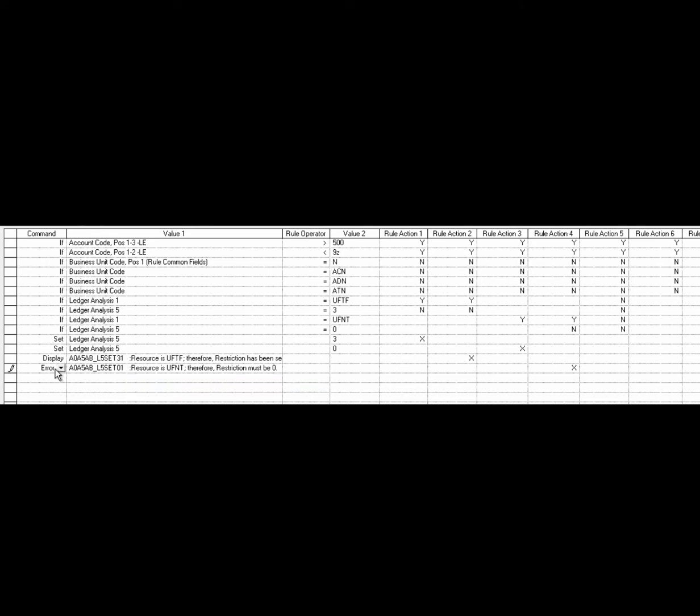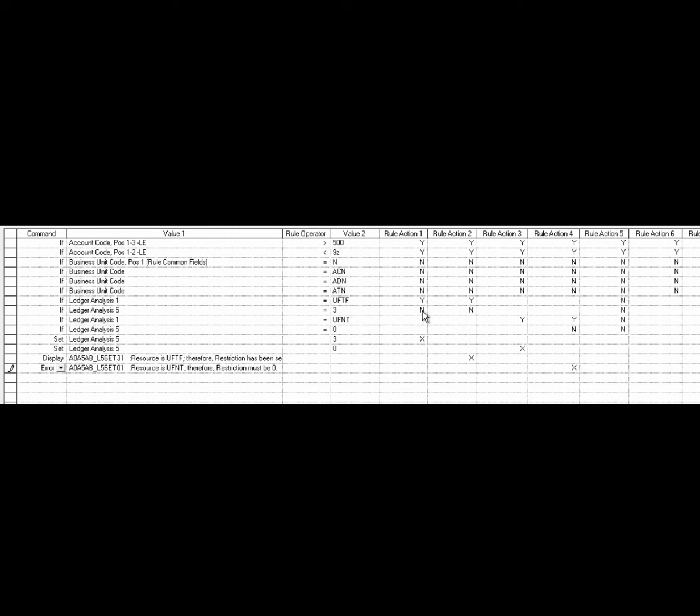This next business rule action statement is the set. Well, set actually changes the world. So let's look at this one. We'll go down this rule here and it says, is it a revenue and expense account? Not the 9Z account. It is below 9Z, so it's not the 9Z account. It's not any of these excluded business units. And UFTF is yes, so the resource is UFTF, and the restriction is not 3.